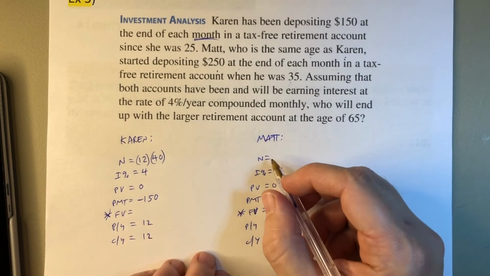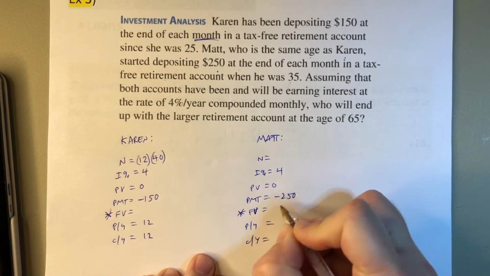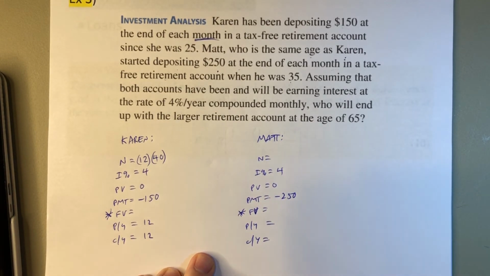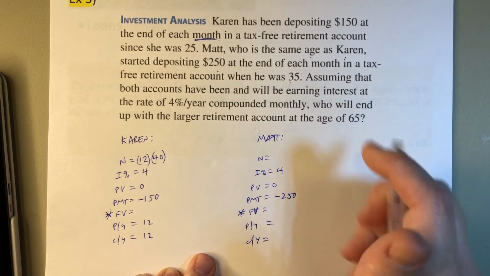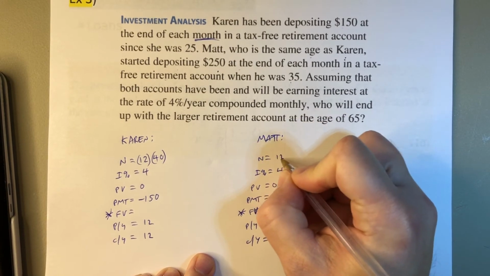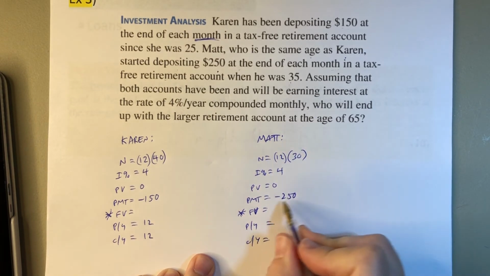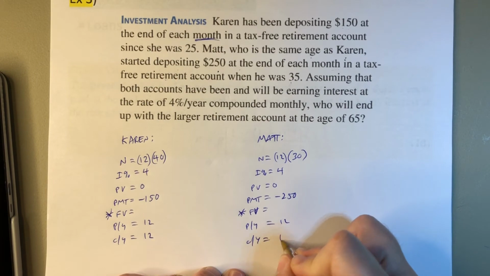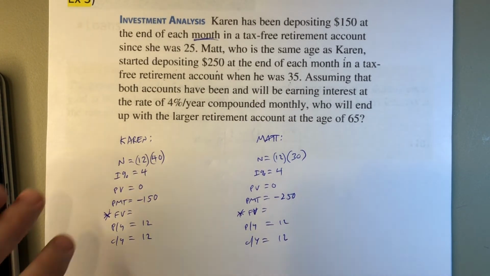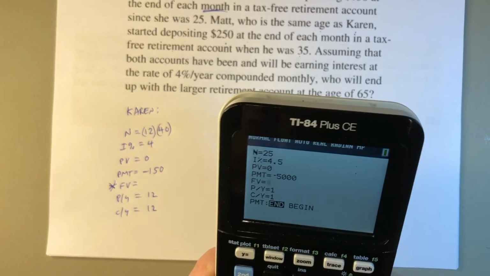Let's go to Matt. Matt, who's the same age as Karen, started depositing $250, so his payment is negative $250 in the application. But he started when he was 35. So how many years is it from 35 to 65? That's 30 years. He's still making payments monthly, but he's only doing it for 30 years. He's making a larger payment, but let's see what the time value of money is in this specific situation. So let's look at Karen first.